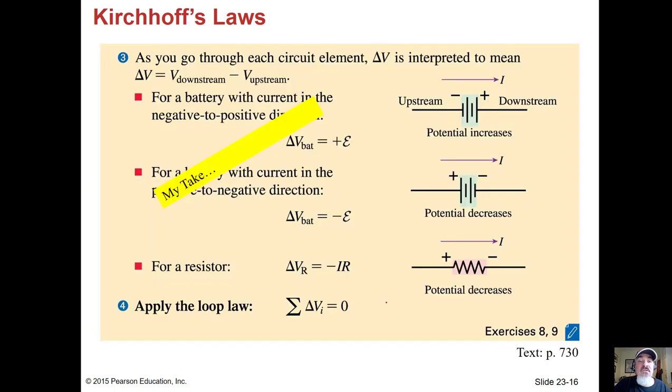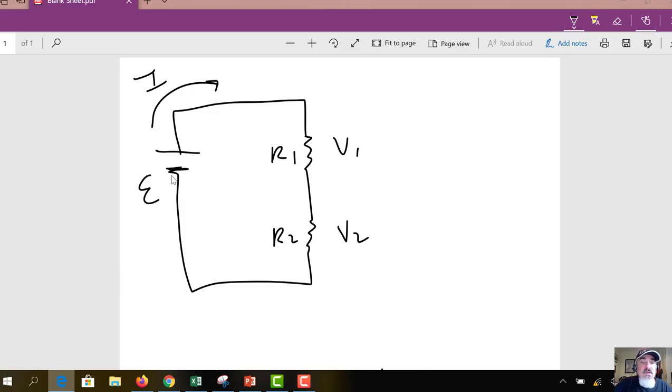Okay, so as you go through each circuit element, delta V can be interpreted in a few different ways. Let me show you what I mean by that. Here's a picture of a voltage source, squiggly E for that. Current comes out of the battery, goes through a couple of resistors, so here's I going this way, back through this resistor, and then back to the battery. Same current.